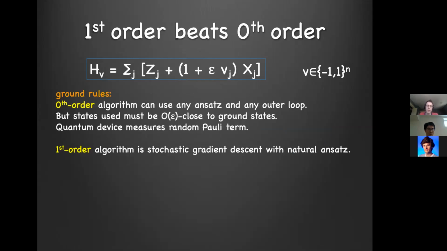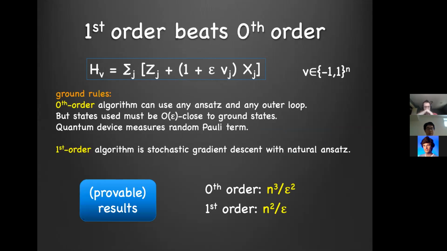And we also give a very, very simple example where first order methods, like using gradients, provably do better than 0th order methods. We find that 0th order takes n cubed over epsilon squared time, and first order takes n squared over epsilon. Sorry, by time I mean runs of your inner quantum loop.